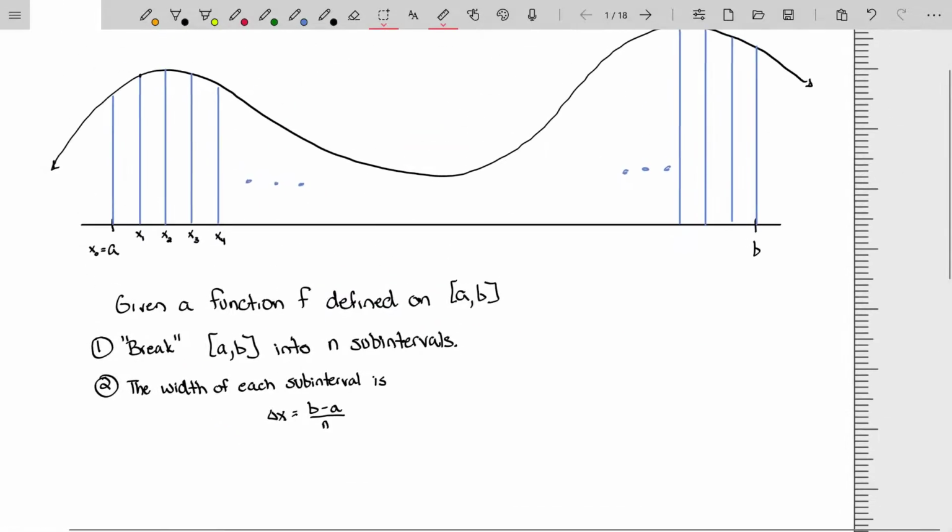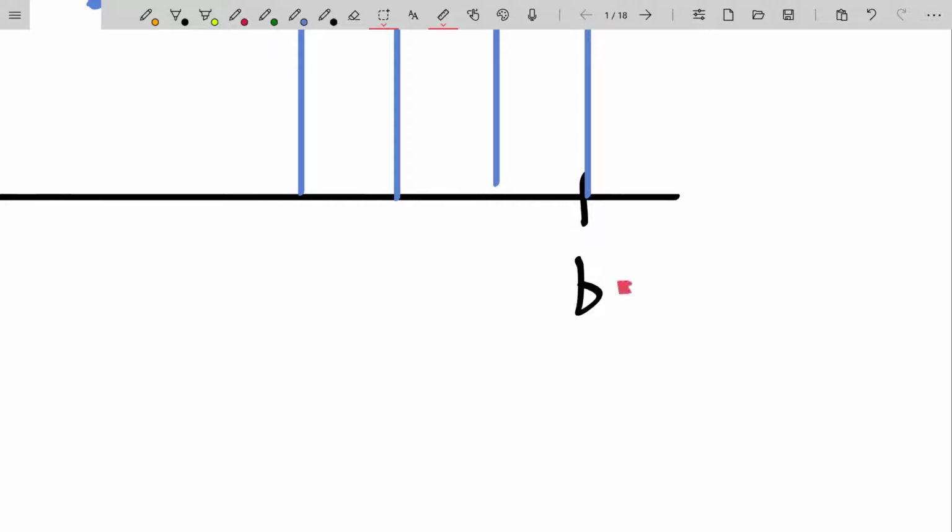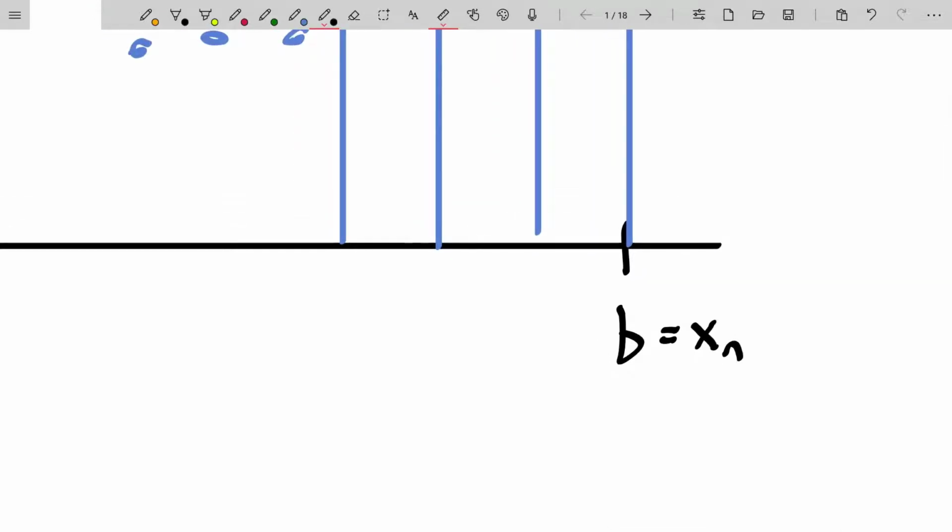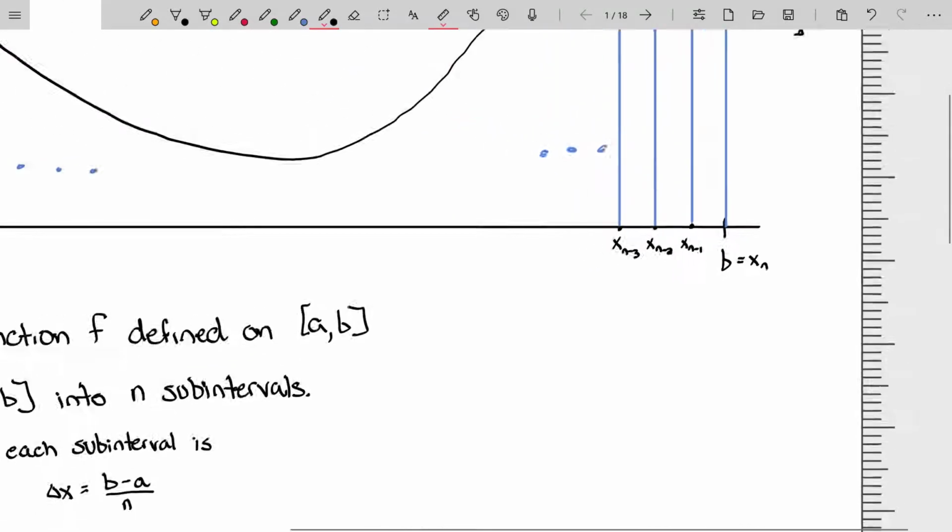So let me write that in here. This is going to end at x sub n. There we go. And therefore the point right before that, this point right here, is x sub n minus 1. This point is x sub n minus 2. And this point is x sub n minus 3, and so on and so forth.